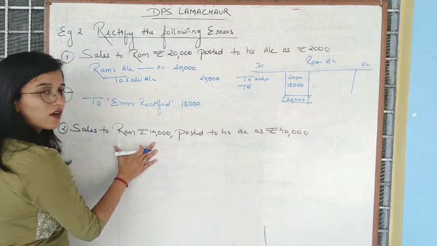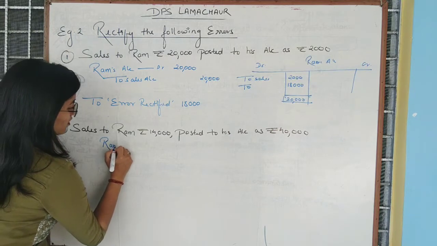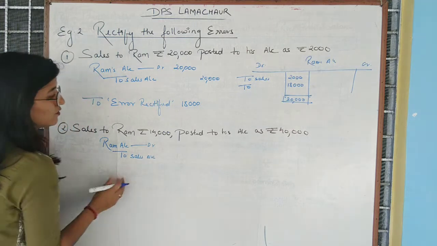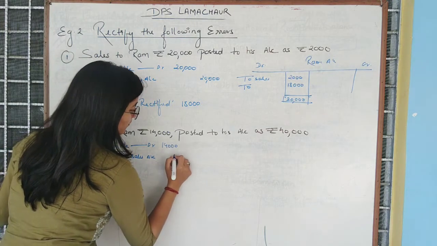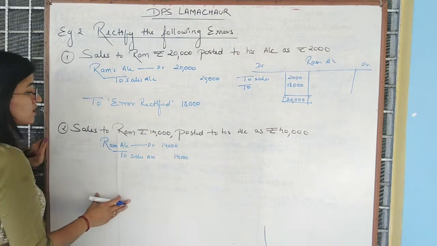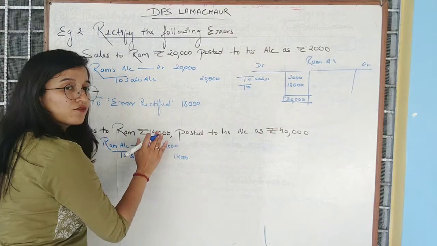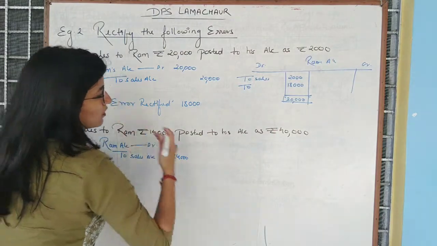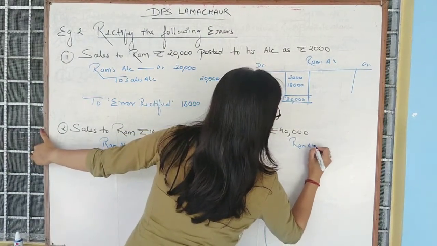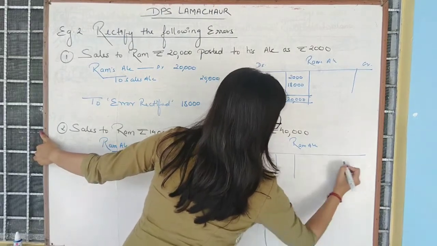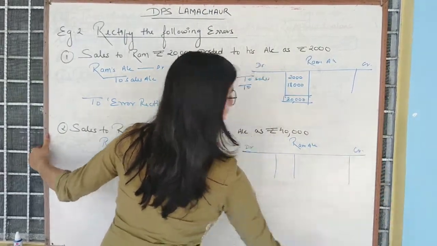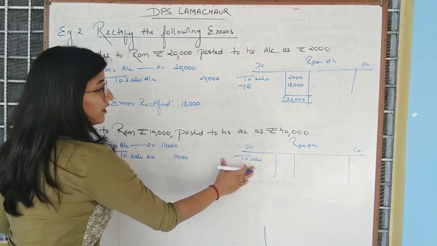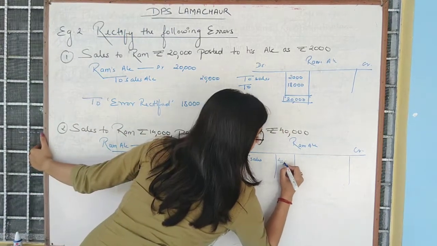Now next transaction is sales to Ram rupees 14,000 posted to his account as 40,000. So journal entry for this transaction will be Ram account debit to sales account. Amount should be 14,000. So in this transaction, goods were sold to Ram of rupees 14,000, but 40,000 amount has been recorded on Ram's account. So here is Ram's account, debit and credit. We will record to sales. Here the amount was posted 40,000.